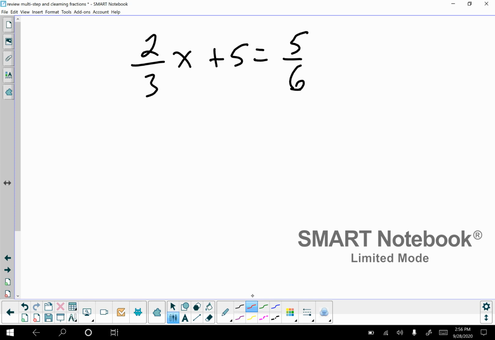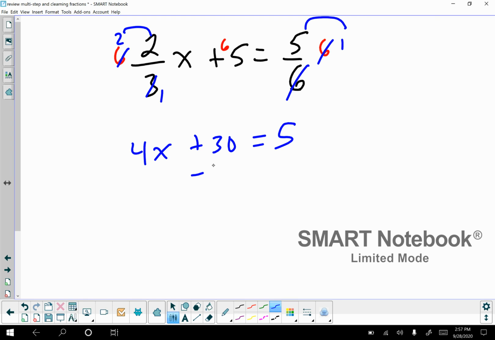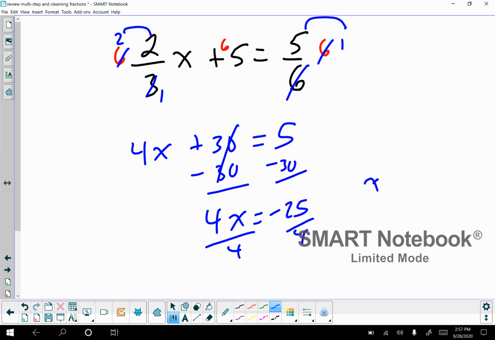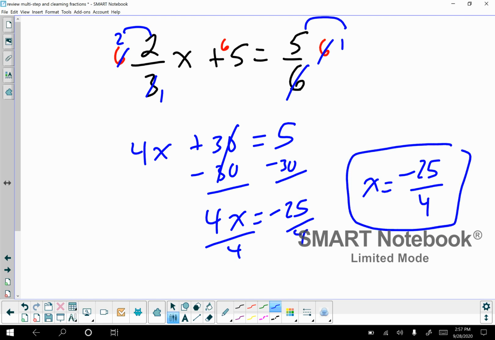Next problem, still clearing the denominators. So it looks like I can multiply everything by 6 and reduce where I can. So 3 goes into 6 twice, so 2 times 2 is 4, so that gives me 4x over here, plus 30, nothing to clear on that middle part. And then 6 goes into itself once, 1 times 5 is 5. I'm going to subtract 30 from both sides. Divide each side by 4. So I get the improper fraction, 25 over 4. That is a reduced improper fraction.